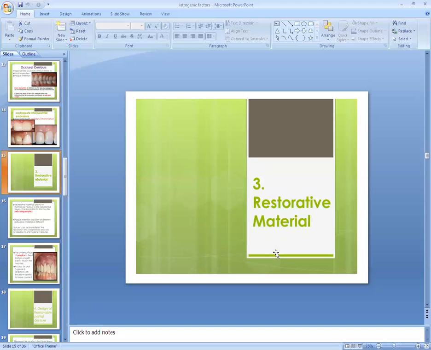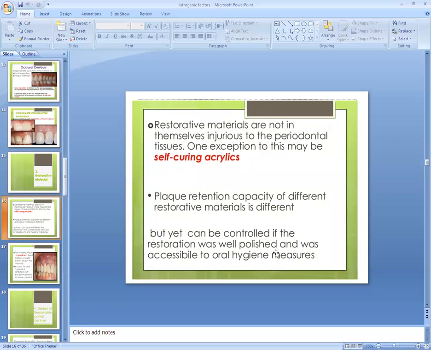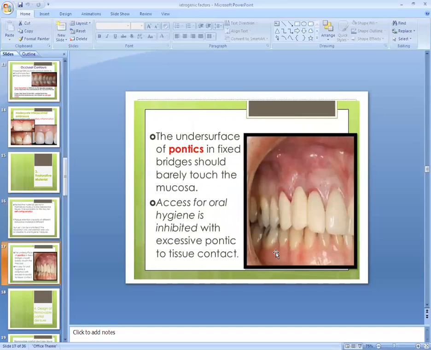Next factor is the restorative material. These restorative materials are not themselves injurious to the periodontal tissues. One exception to this may be self-curing acrylics. Plaque retention capacity of the different restorative materials differs, but it can be controlled if the restoration is well polished and accessible to oral hygiene measures. If it is a fixed restoration, the undersurface of the pontic ridge should barely touch the mucosa. Access for oral hygiene is inhibited with excessive tissue contact.